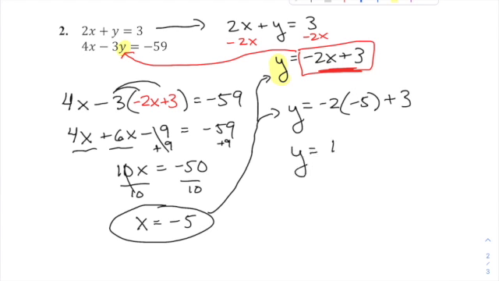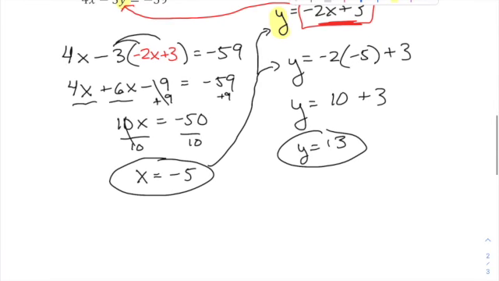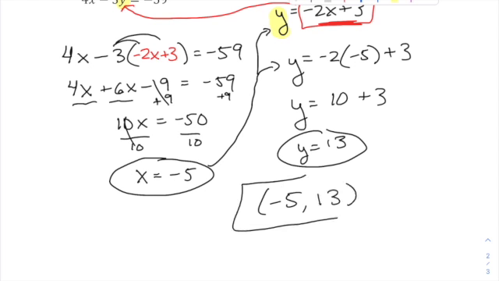Negative 2 times negative 5 is positive 10, plus 3. And 10 plus 3, you get 13. And there's our x and y values. So if you were to graph these, you would see that these two lines intersect at the point negative 5, 13.